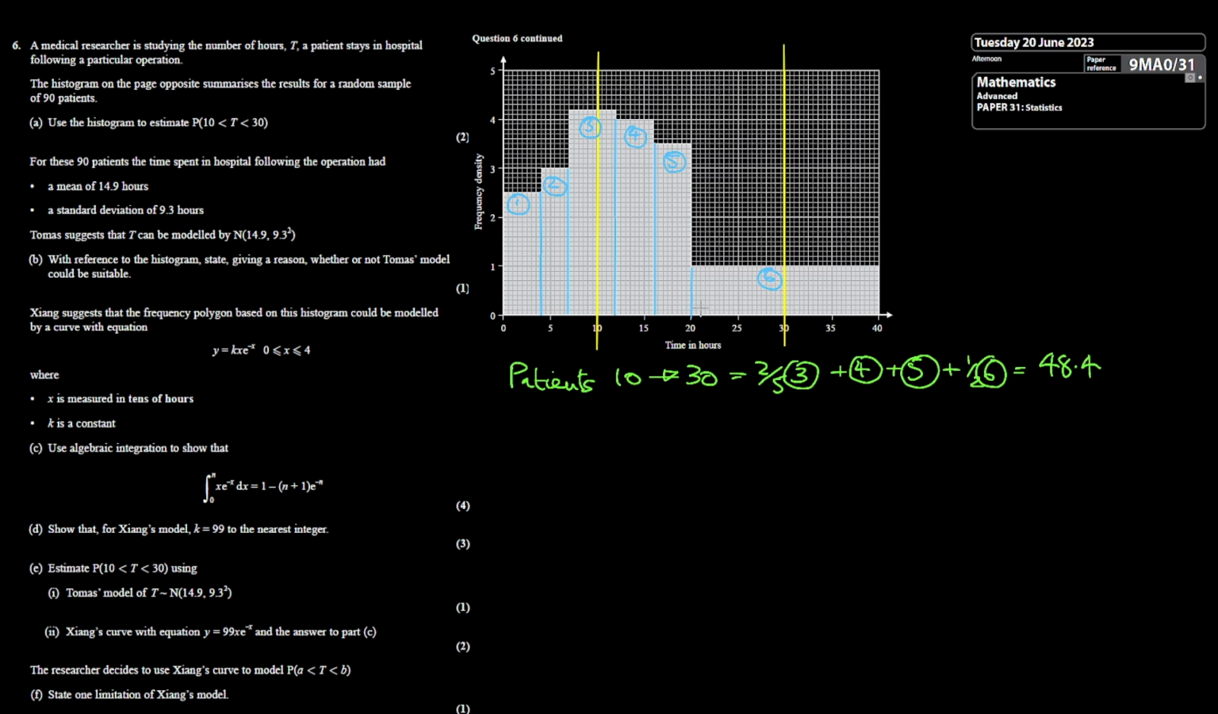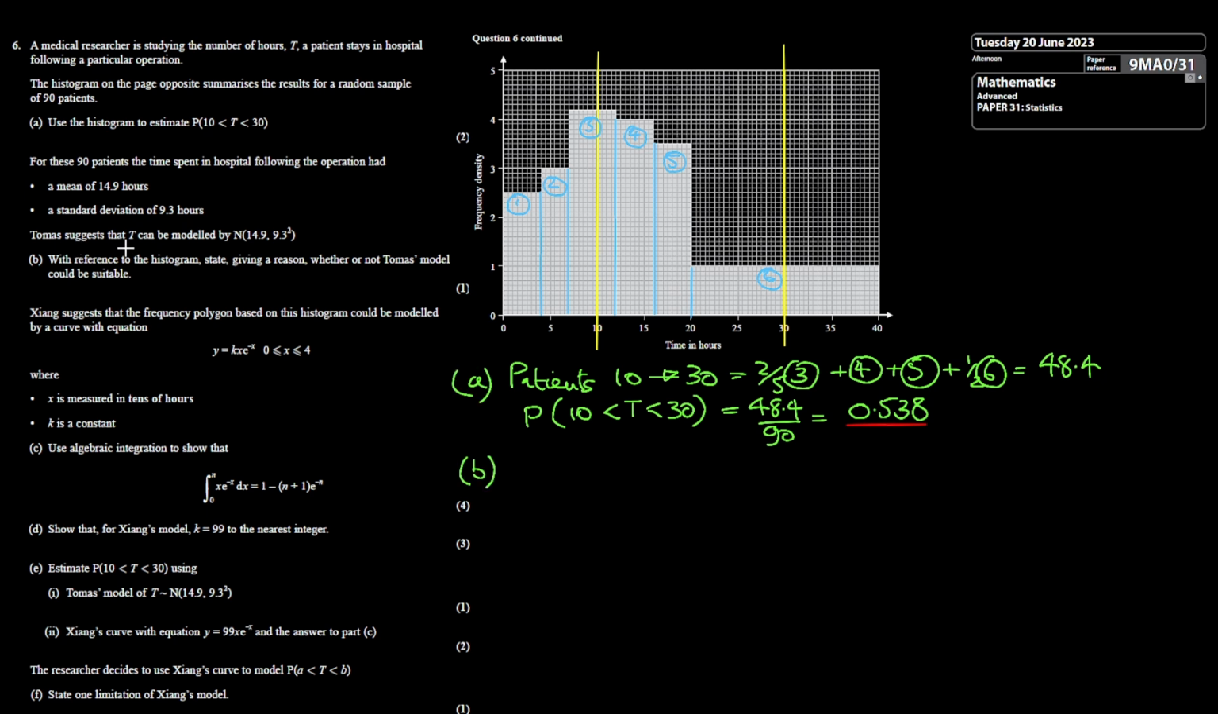48.4. So the probability of being within that region will be this number divided by the total number of patients, which is 90. And this turns out to be 0.538. And that's the answer to part A.